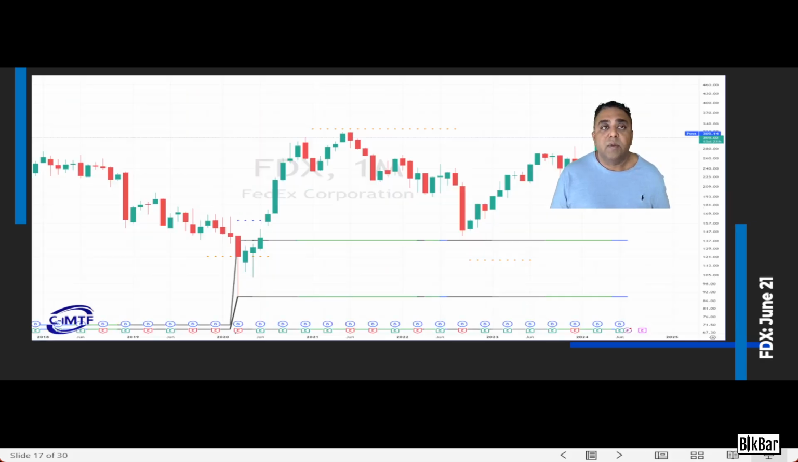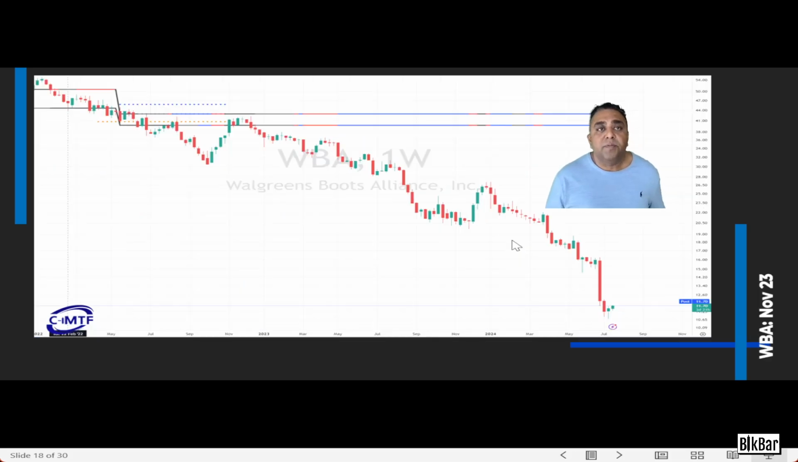Here's FDX. I'm sure you guys have heard of FedEx. This was going down, down, down, down. Then all of a sudden at the beginning of 2020, it got stopped by the CIMTF bracket from going down, broke out here, went up, consolidated, but this is a huge consolidation pattern here, to a point where you could make really good money.